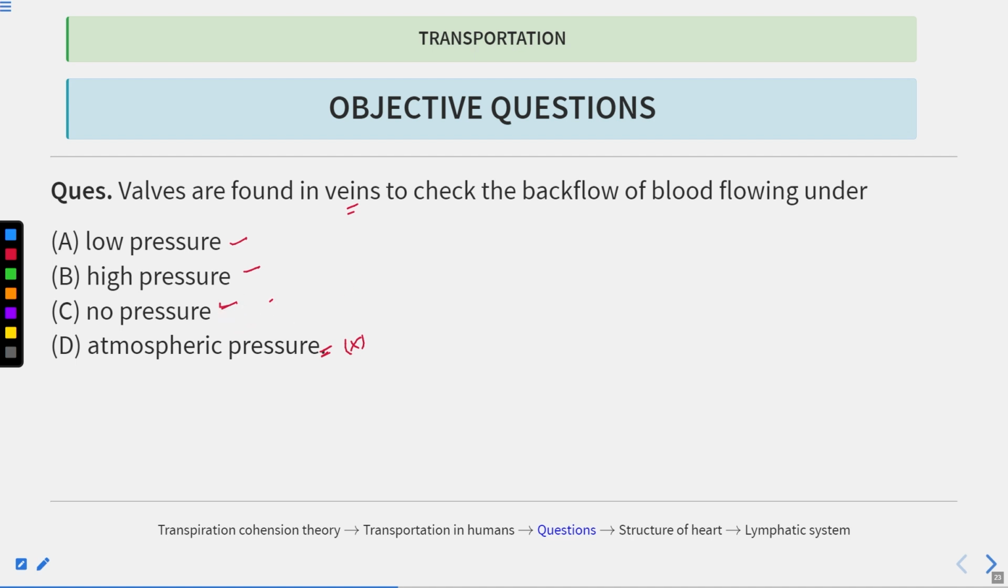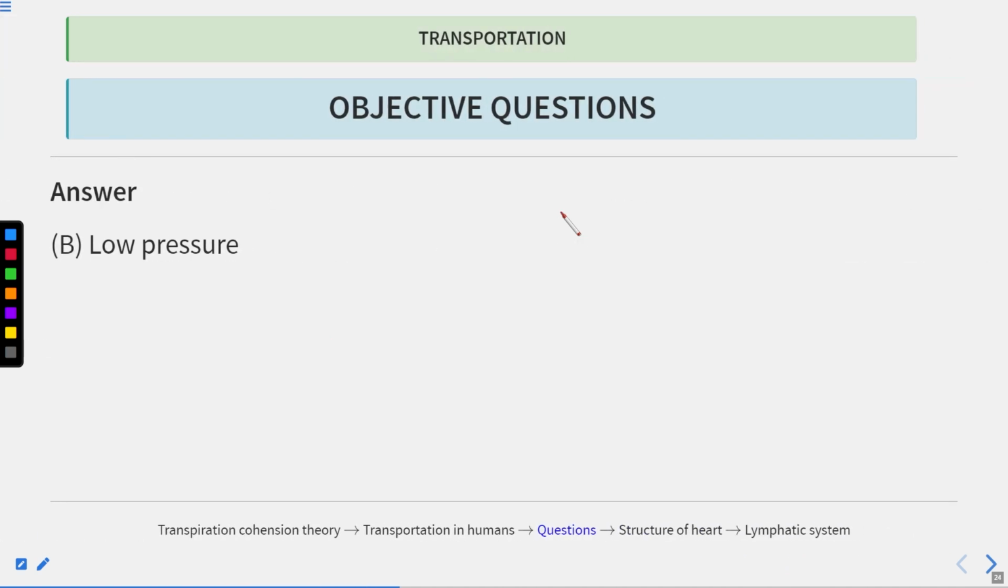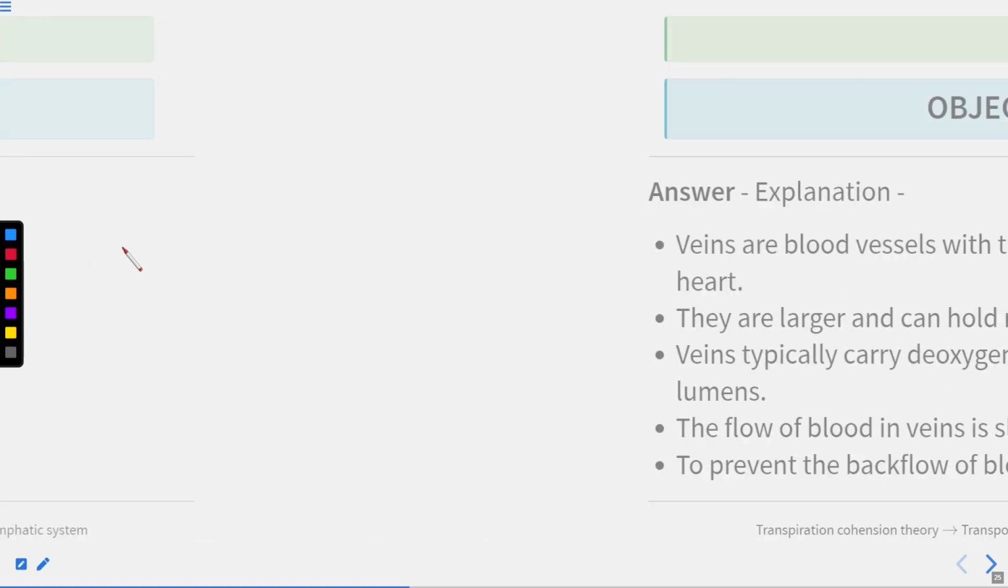No pressure is also not correct, because the veins have some pressure, and because of this pressure there is transport of the materials and there is transport of the blood. Now we have to select from options A and B, whether it is low or high. The walls prevent the backflow of the blood, which means the pressure should be low. So what should be the answer here? Low pressure is the answer here. In the veins, the pressure is low.